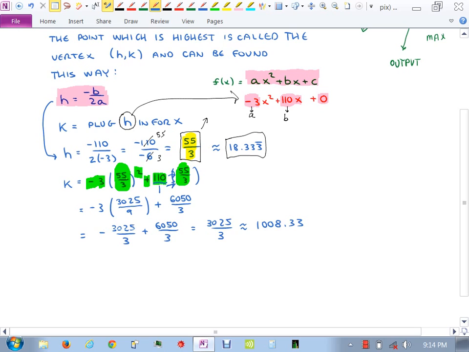Now what I did here is I reduced. 3 goes into 3 one time, 3 goes into 9 3 times. And so that gave me 3025 over 3, but it's negative. Over here, I had my fraction 6050 over 3. These two fractions have the same denominator, so all I do is take negative 3025 and add to it 6050. That gives me 3025 over 3. But on part C, they want it as a decimal, so I plug it into my calculator and I get approximately, rounded to 2 decimal places, 1008.33.